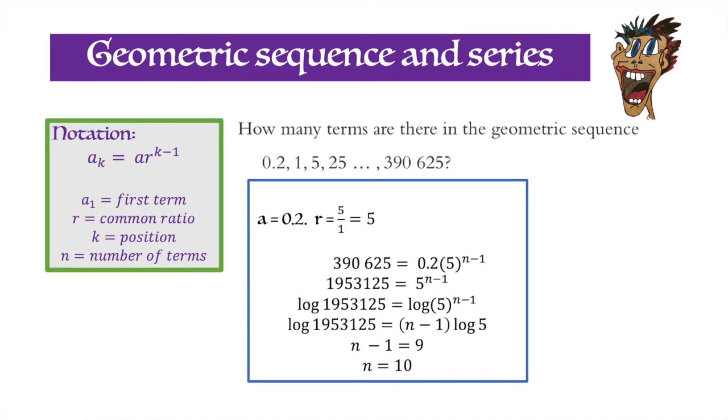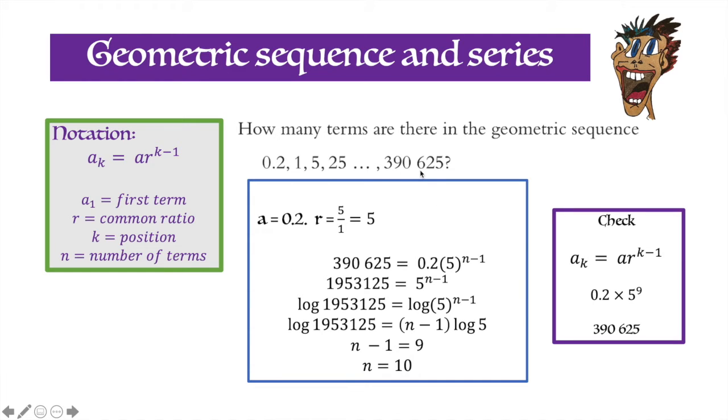And the thing I can do is check. If I put the 10th term into this equation, would I get this large value? And yes, I do. Knowing that A is 0.2 and my R is 5, I do get that value.